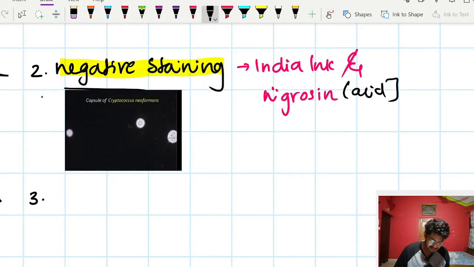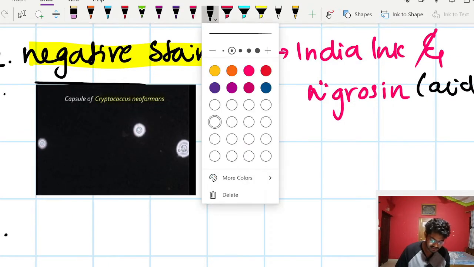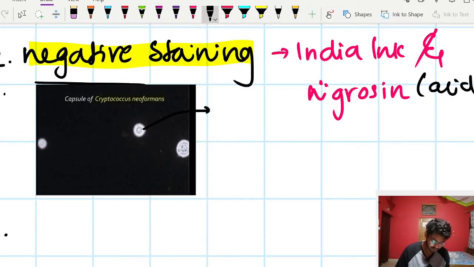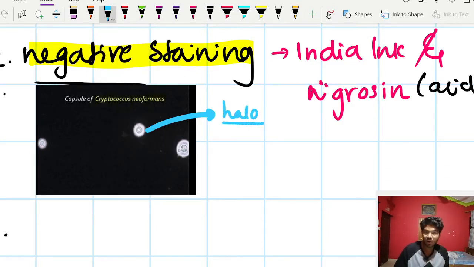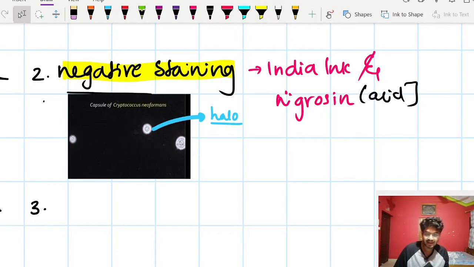Here you see the capsule of Cryptococcus neoformans. We can see a halo here. There will be a formation of a halo. Halo means a hole where there is no staining. There will be an appearance of a halo. It is the capsule of Cryptococcus neoformans. This is the example for negative staining. Negative stains are acidic and capsules are also acidic in nature, so basically they will not stain capsules.